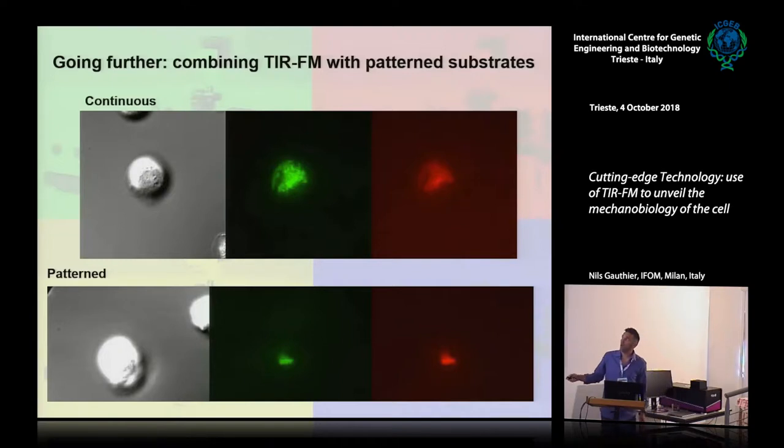On the top, you have a cell that is transfected with a marker of adhesion, whatever marker, it's not important here. It's the principle that I want you to understand. And here you have a cell that is also spreading with the same marker, but on a patterned substrate.